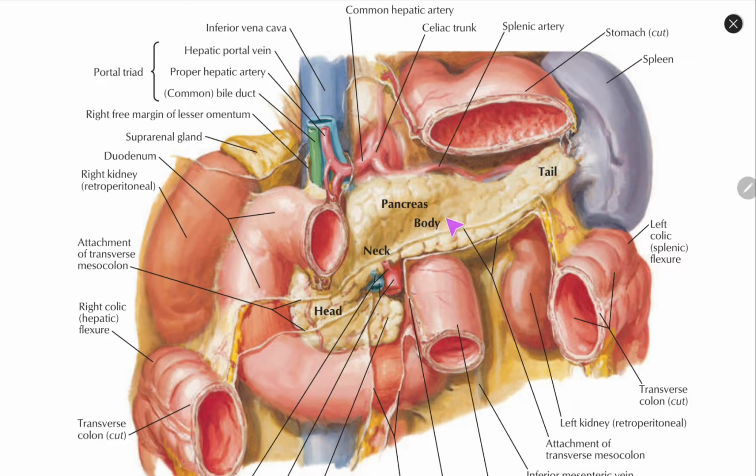So this is a pancreas. It is a gland that is partly exocrine and partly endocrine. The exocrine part secretes the digestive pancreatic juices, whereas the endocrine part secretes hormones, glucagon, insulin, and many more. So it is a soft, lobulated, and elongated organ.